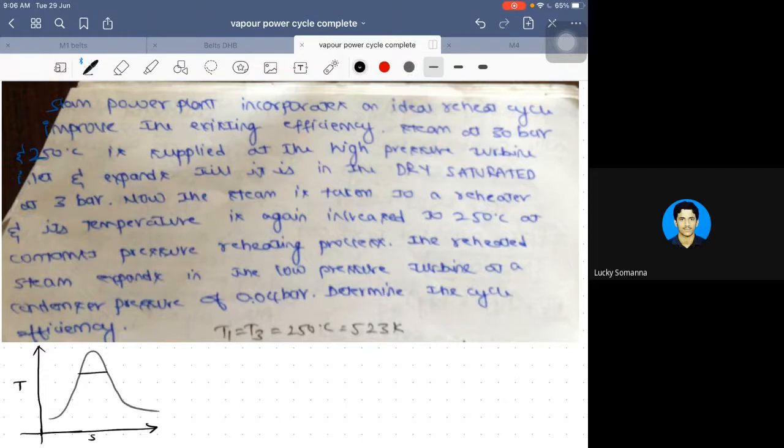So naturally, this is what was happening, isn't it? From 4 to 1, there was a heat addition process which takes place in three different categories. After that, 1 to 2 was turbine expansion, 2 to 3 was condensation, and 3 to 4 was the pumping work. So this is a normal cycle. So if he says reheat, then what actually happens? Can anyone say that?